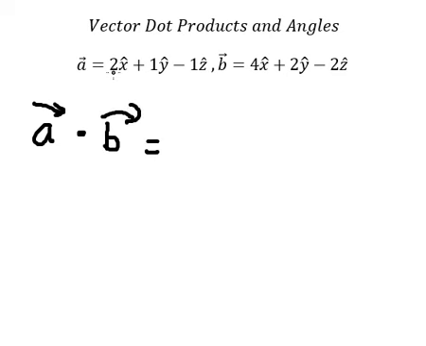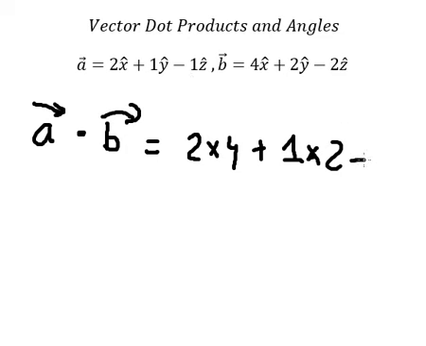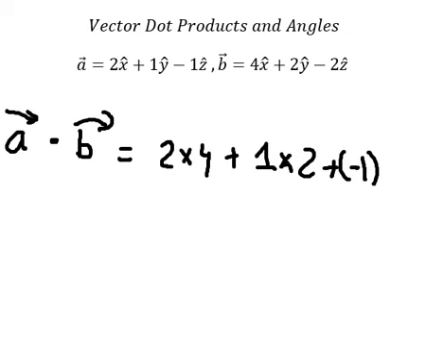That means we need to use the coefficients and multiply based on x, y, and z. That means number 2 will multiply by number 4, plus number 1 multiplied by number 2, and negative number 1 with negative number 2. So we calculate this one and we have number 12.